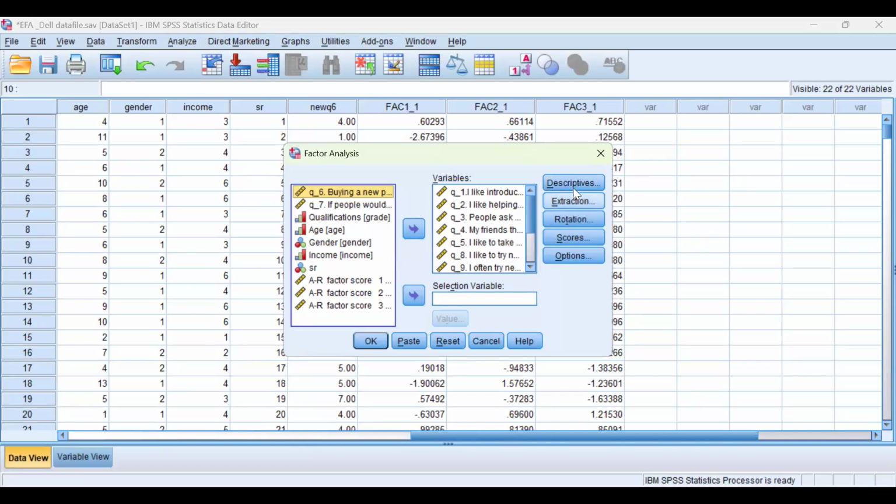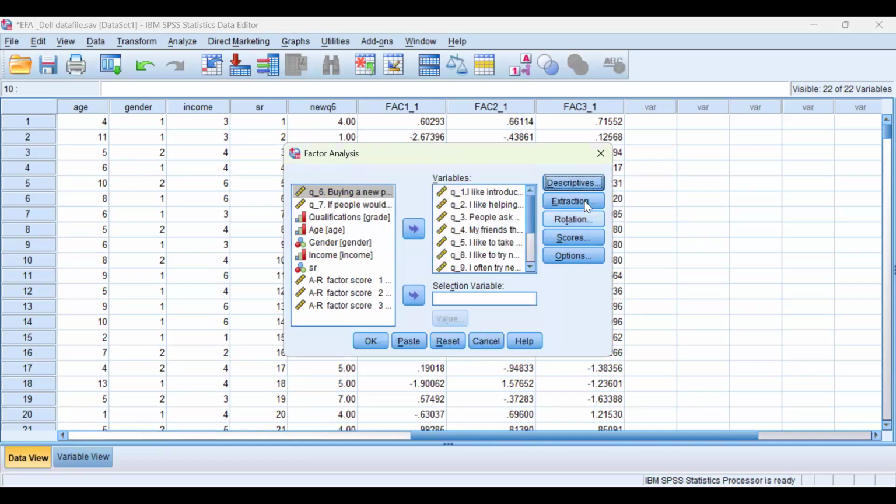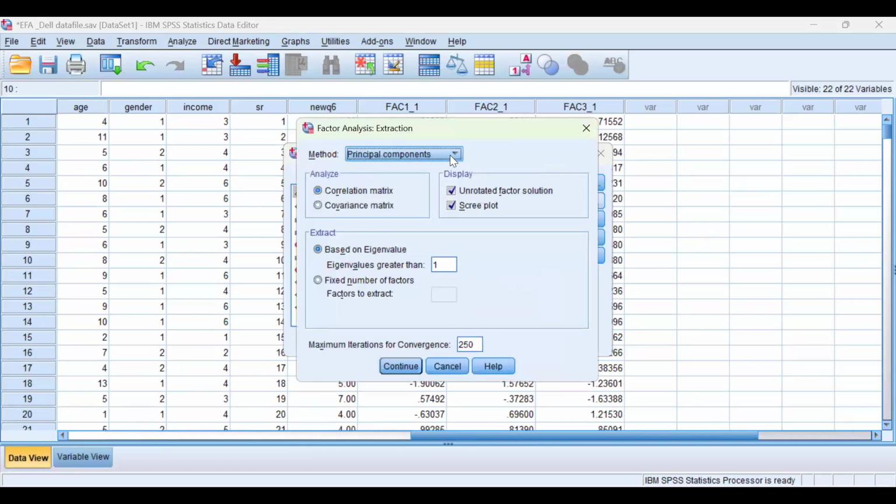Now descriptives will remain the same and everything will remain the same. Extraction method will now change because I gave you 2 methods. One was the principal component, another was the PAF method. Now this is based on the common variance between the factors extracted, right? Here, I will now switch to principal axis factoring method. And again, based on eigenvalue, rest of the things will remain the same.